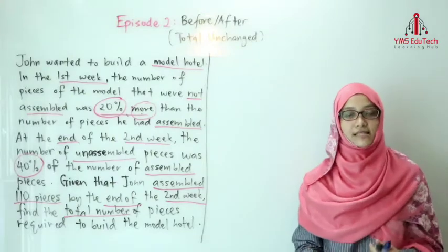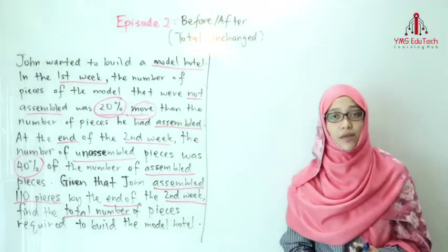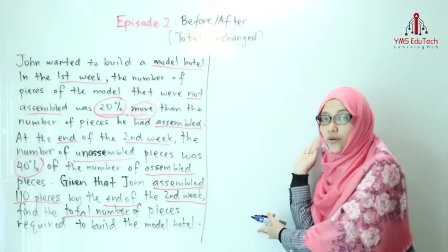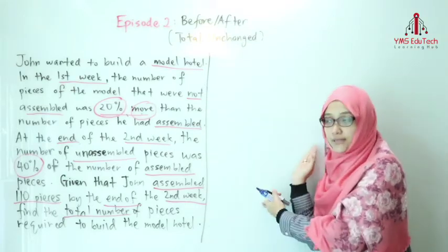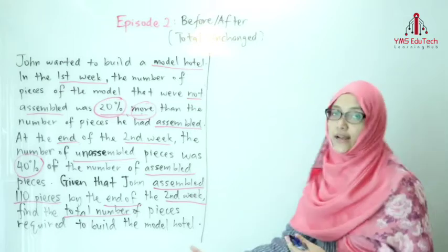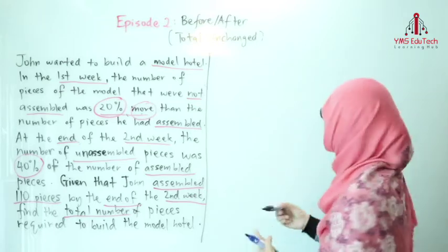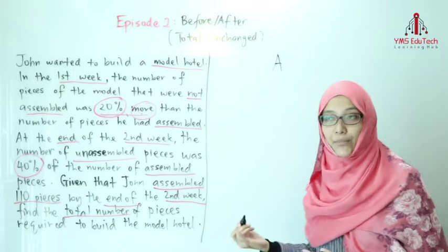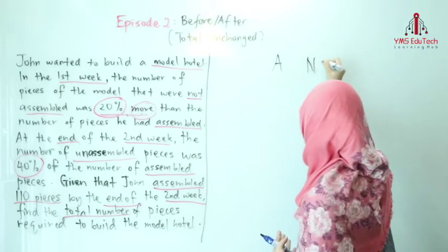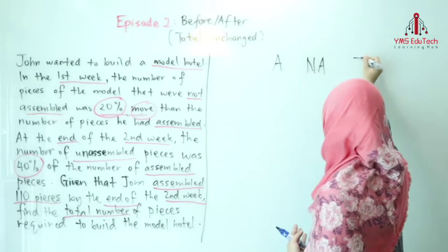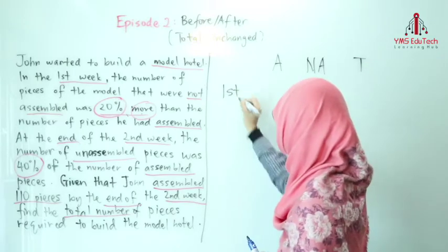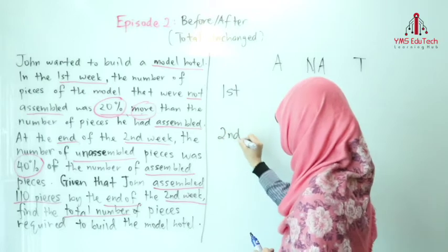So we're going to solve this question by using the unitary method, where we'll be drawing a table with all the information from the question. So just now we have read the question and we have identified the keywords. So there are 2 types of items: assembled pieces, not assembled pieces, and the total. We also saw first week, second week.